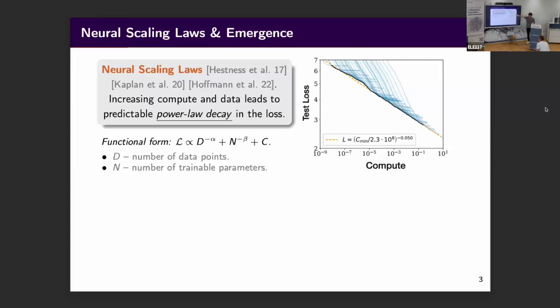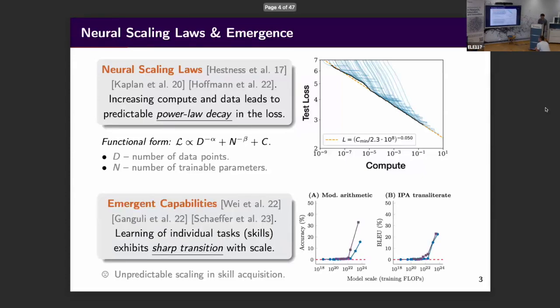This figure comes from Kaplan et al., one of the earlier scaling law papers, where you see that as you increase the compute or the scale of the model, the Pareto frontier, basically the compute optimal loss, is rather predictable. It follows this particular functional form.